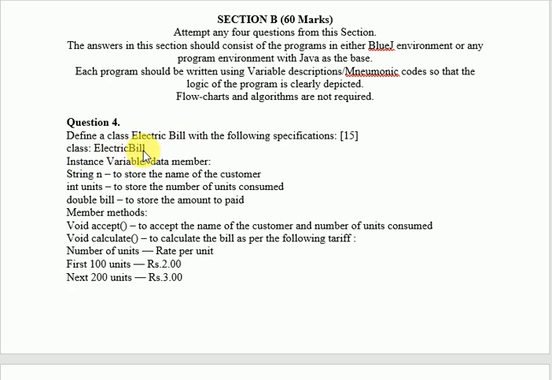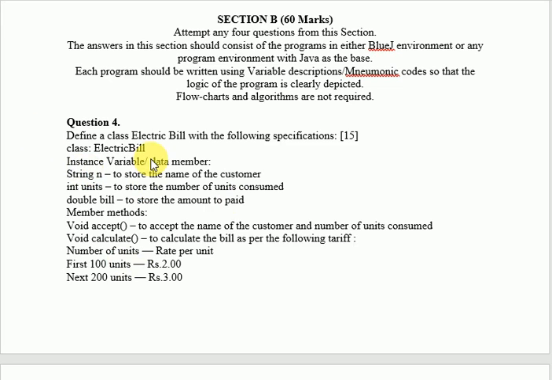Question number 4. Define a class electricity bill with the following specifications. Class name is given as electricity bill. Make sure that we shall be using exactly the same class name. Instance variables and data members: string n to store the name of the customer, int units to store the number of units consumed, double bill to store the amount to pay.